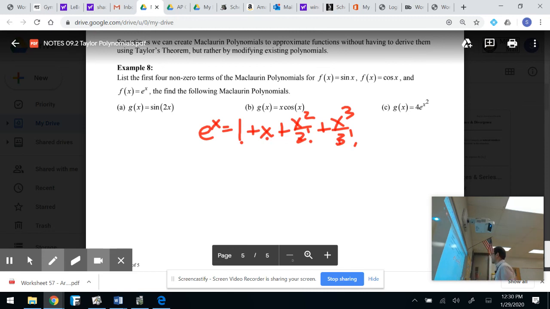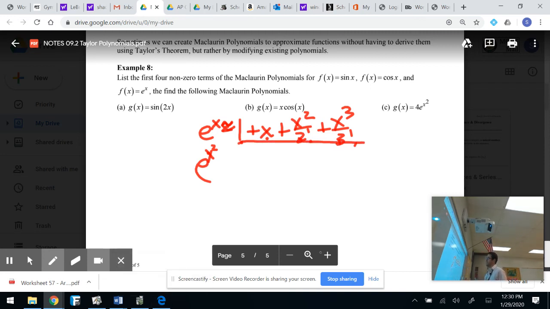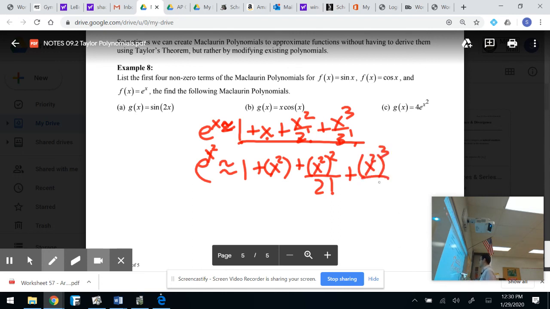Well, the way I would work this in is I would first say, hey, it really wants e to the x squared. And this is the Taylor polynomial for e to the x. But all I have to do is substitute an x squared wherever I see an x, right? That's it. And you can simplify, make it look even prettier. Maybe I will for my final answer.